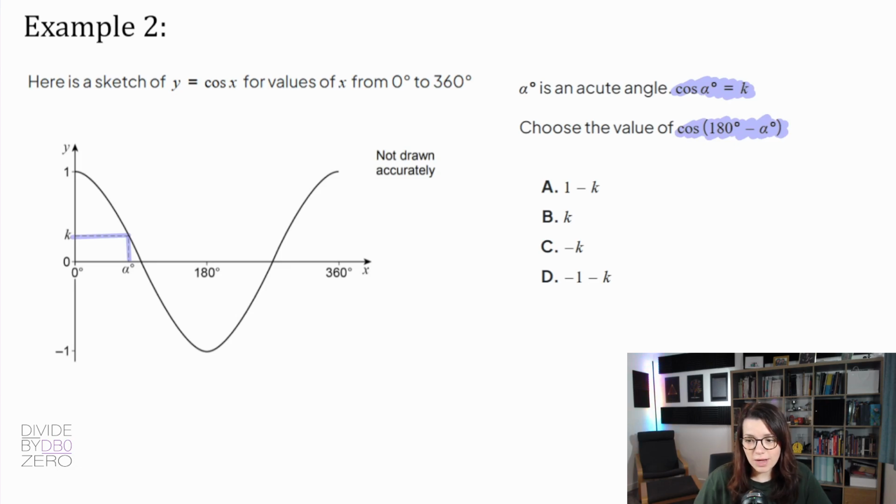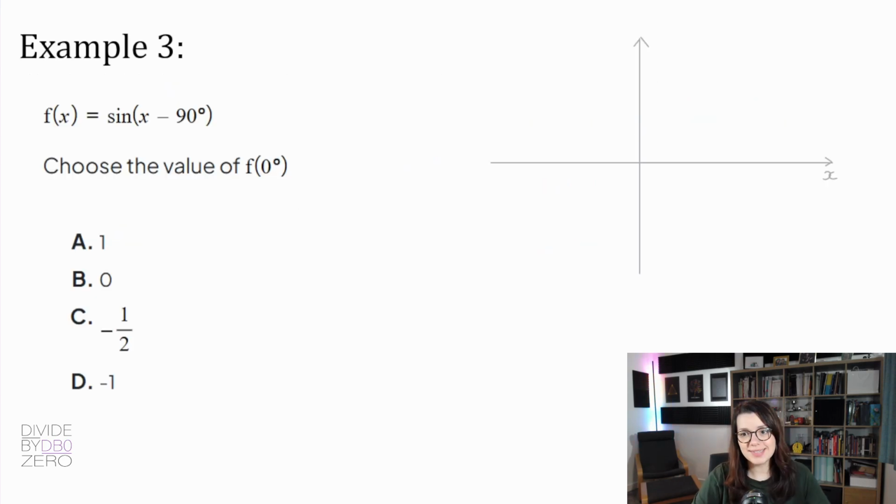Now we're looking for 180 minus alpha. So if that gap is alpha, 180 minus alpha would be around there. Draw a line down to the curve and across. And again, because of the symmetry of these curves, that value would be negative k. Last example, f of x is sine of x minus 90. Choose the value of f of 0.